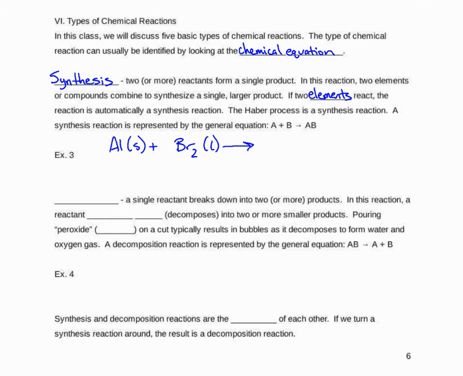It's not a very common type of question in this class, but it's a possibility. The question would say, write the balanced equation of the synthesis between aluminum and bromine. And this is the information we have. So we have two elements, which means it's automatically synthesis, and they're creating one larger product, which is an ionic compound. Aluminum is a metal, bromine is a nonmetal. If you think you can do this by yourself, pause it and give it a try.